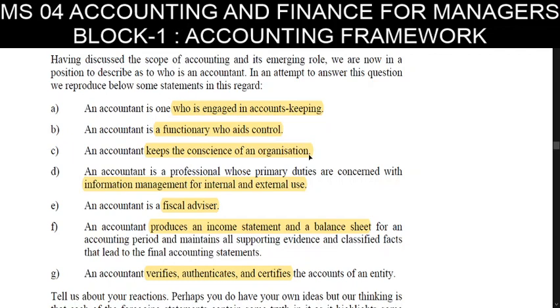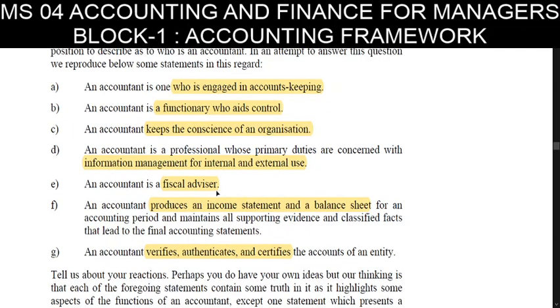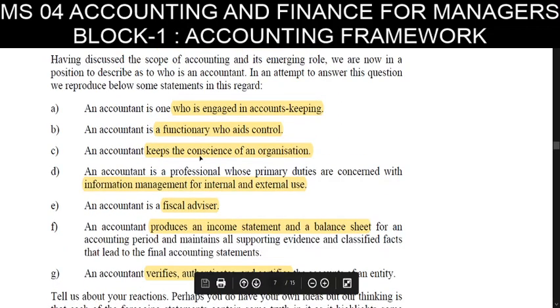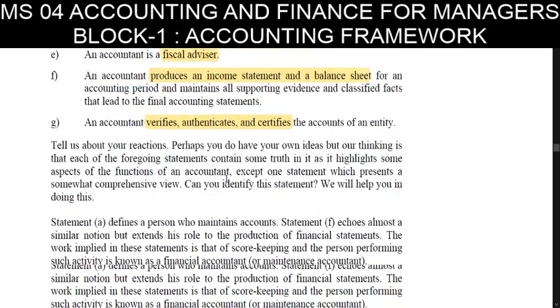It means he sees that all the work is done as per the accounting principles. There is no unethical data in the recording of events. Information management for internal and external use, it's almost like reporting for internal and external use. A fiscal advisor, like a tax advisor, tax planner, financial advisor. He produces an income statement and a balance sheet. Okay. He verifies, authenticates, and certifies, like an auditor. So these are the various roles and various activities an accountant does in an organization.